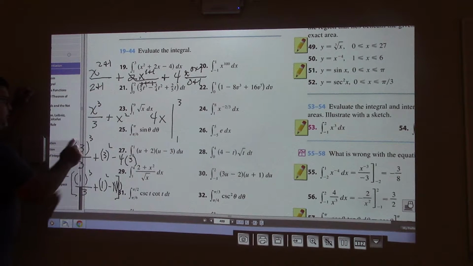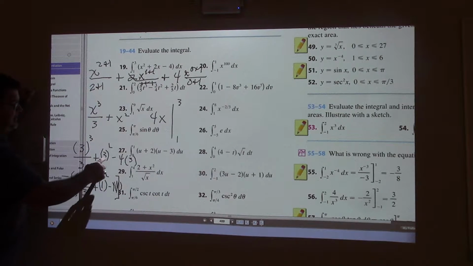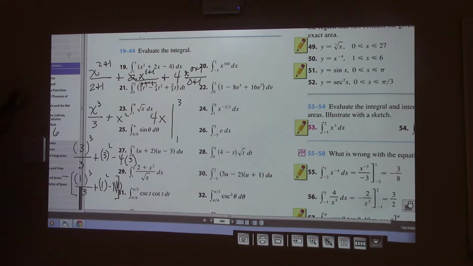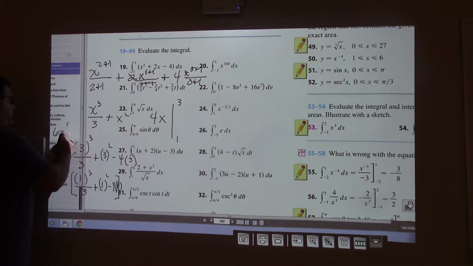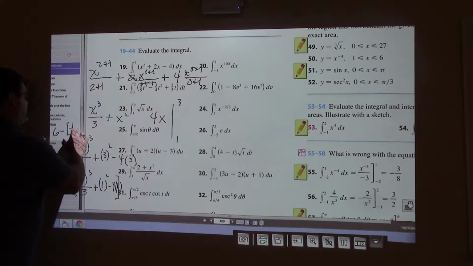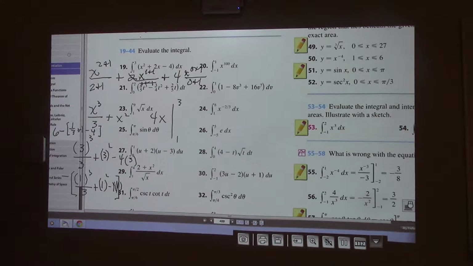What's 3 to the third power? 27. 27 divided by 9, 3 is 9. 9 plus 9 is 18 minus 12 is 6. 1 cubed over 3 is 1/3. Minus 1/3 plus 1 minus 4 plus 1 minus 4. I'm going to have to use the whiteboard next time. I'll have to cut all this out.